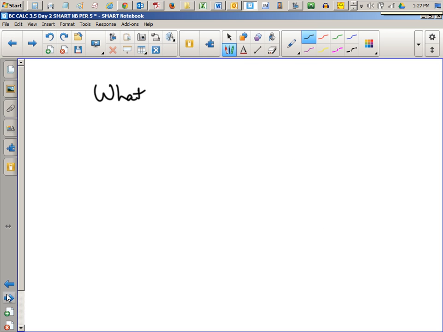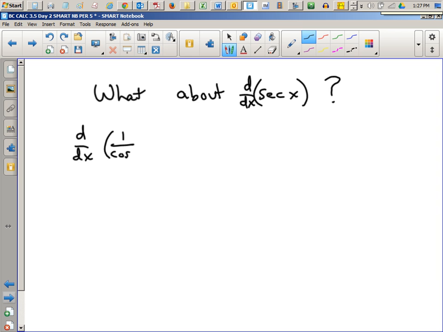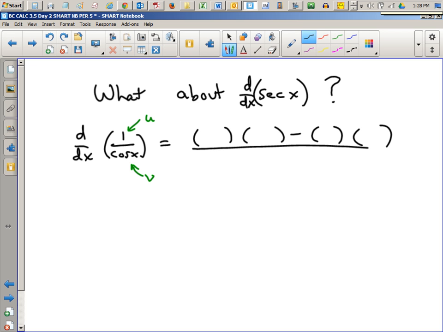Let's go to the next one. What about secant x? What's the derivative of that? Well, if you can rewrite a trig function in terms of sines and cosines, you can find the derivative. So since it just means 1 over cosine x, we'll just use for our u, uno. Hey, that's cool. Uno starts with u. Okay. And for v, we'll use that cosine x. Okay. All right, so it's low d high minus high d low all over low squared.